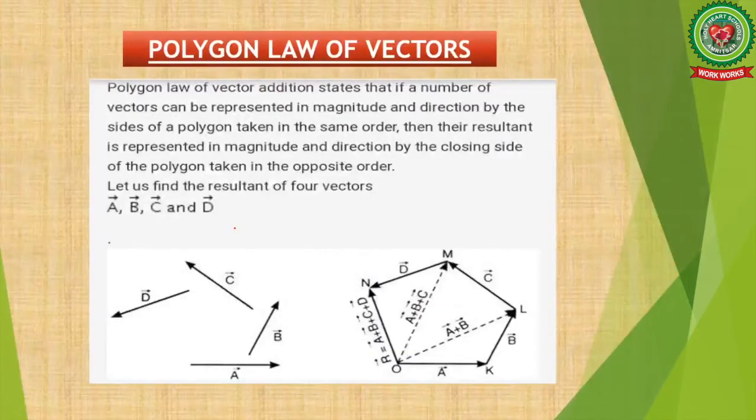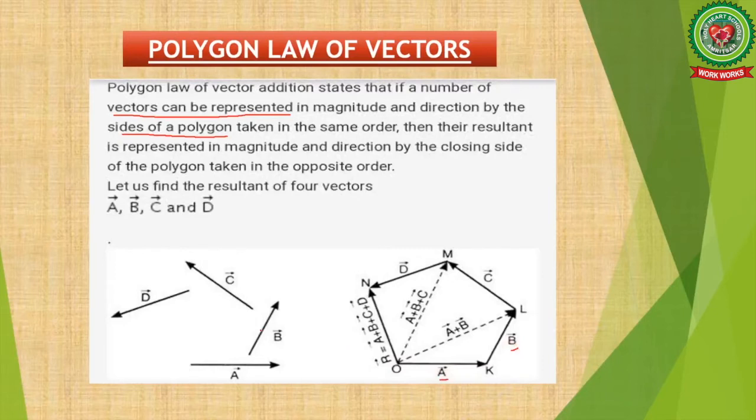Okay. Now what if you have more than two vectors? Then you have to follow the polygon law of vectors. Polygon: many angles, many sides. So the polygon law of vector addition states that if a number of vectors can be represented in magnitude and direction by the sides of a polygon, like A, B, C, D, these vectors can be represented as the sides of the polygon like A, B.